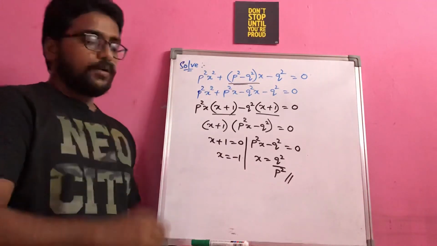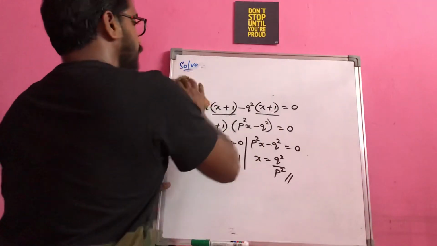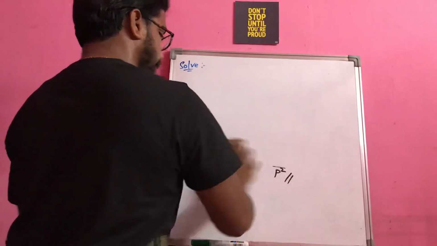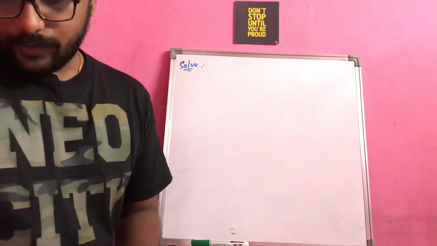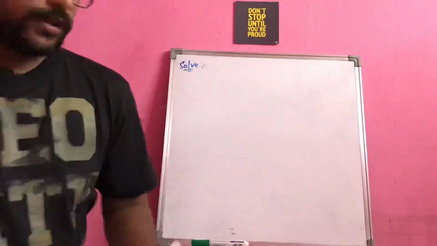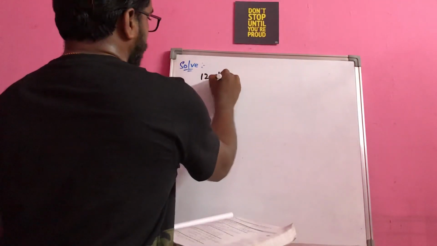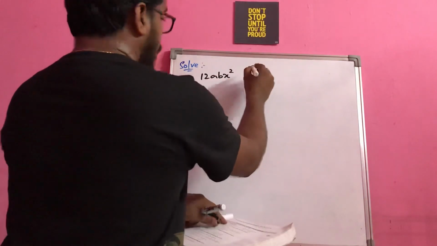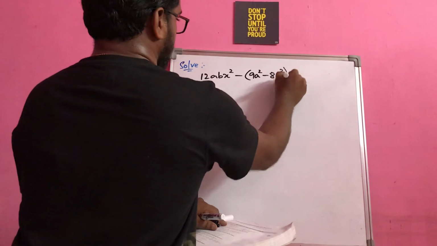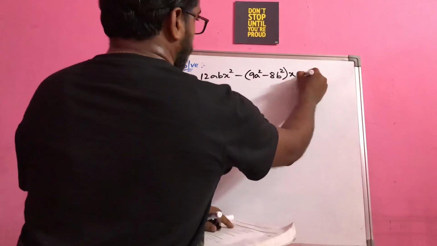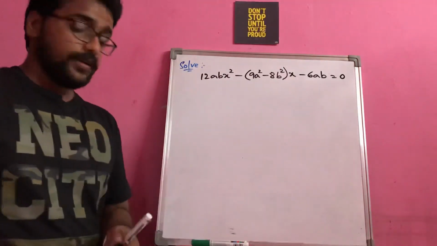Okay. Now let us see one more question based on this. Please take down this question. Solve 12ab x square minus 9a square minus 8b square x and then minus 6ab is equal to 0.